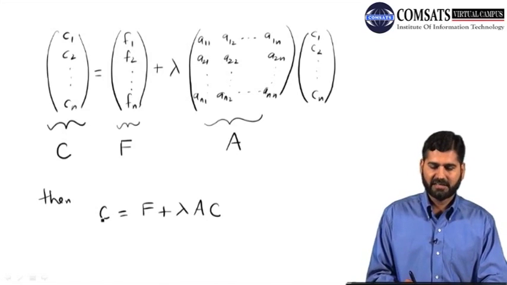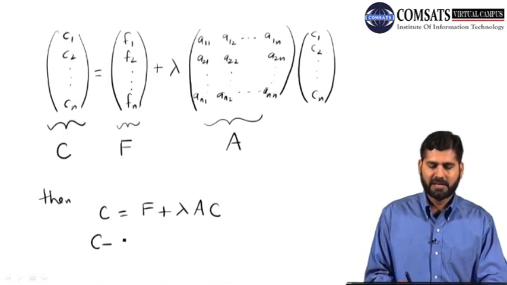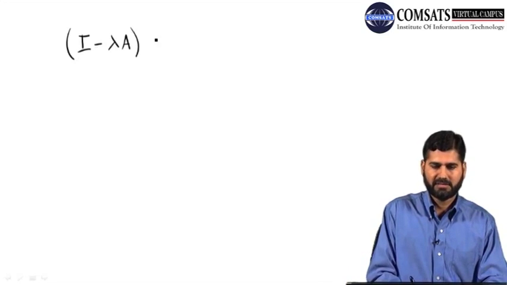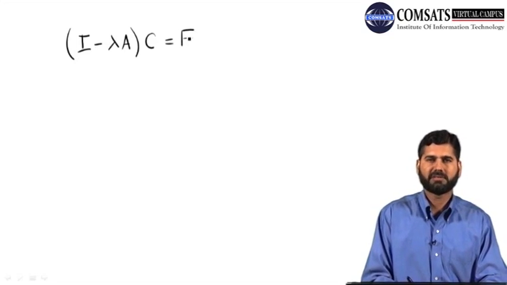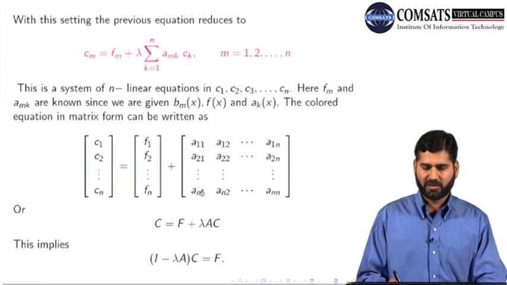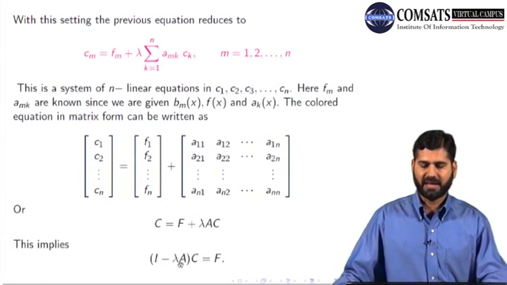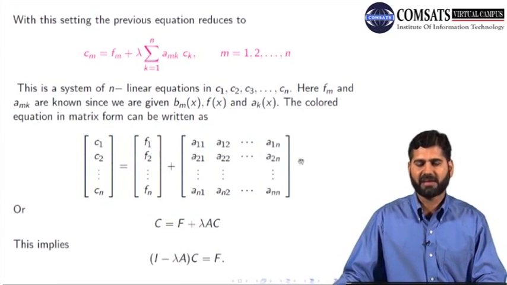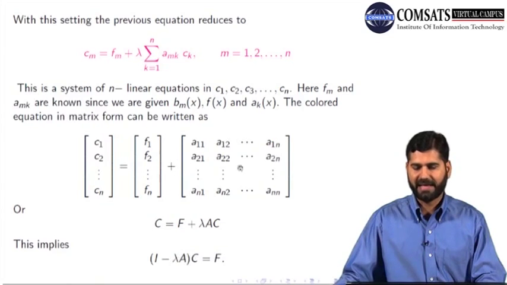Now this C and this C, you can combine them. C minus lambda AC is equal to capital F, right? And now if you take C common, then this will be (I minus lambda A) C is equal to F. This is what you got over here, you see. I minus lambda A, C is equal to F. Here one lambda is missing, a typing mistake, and a vector C will come here as well. So it is F plus lambda A C.